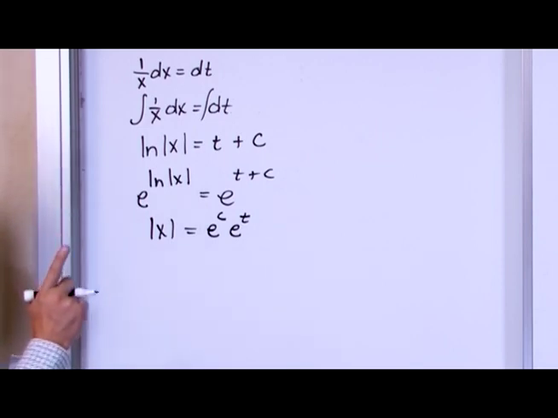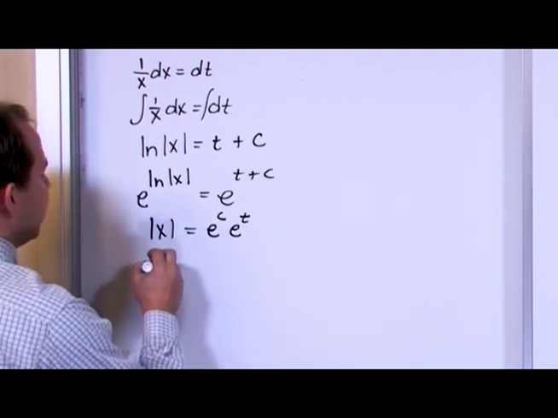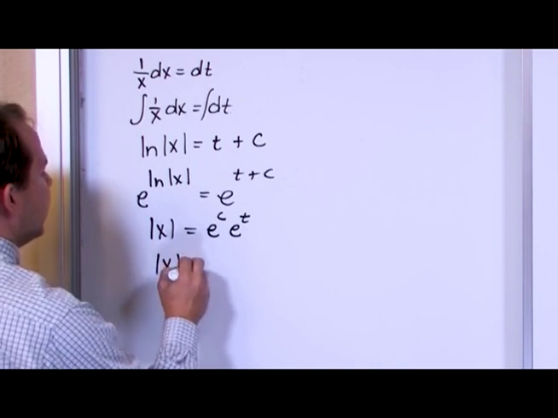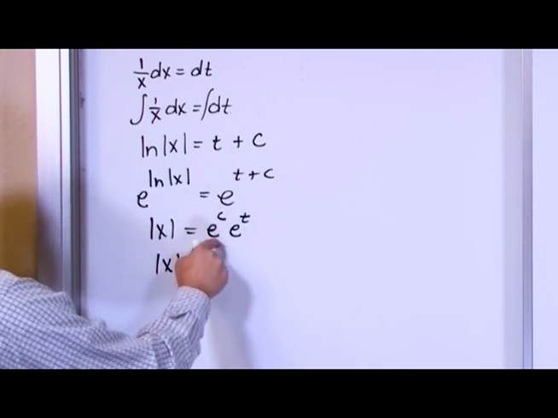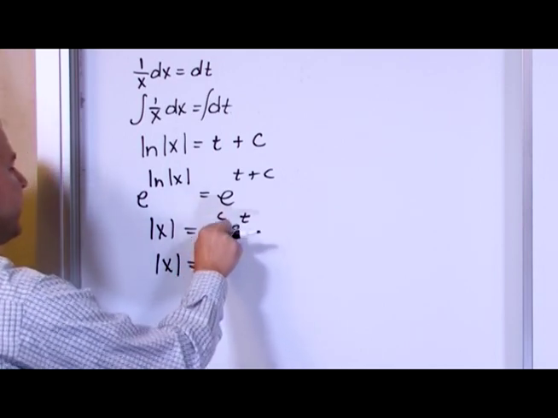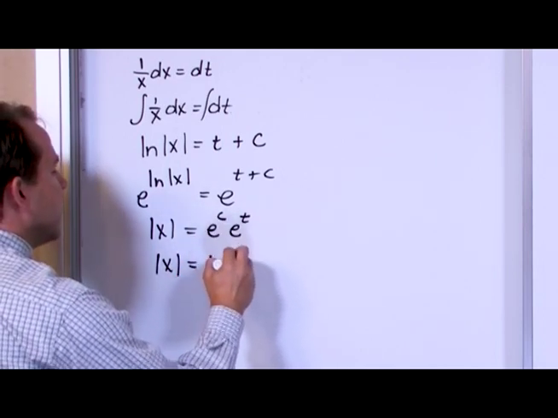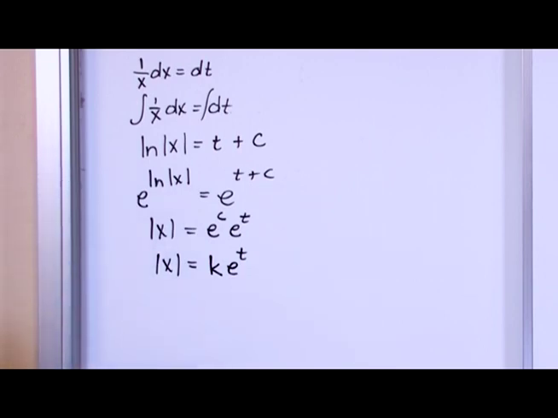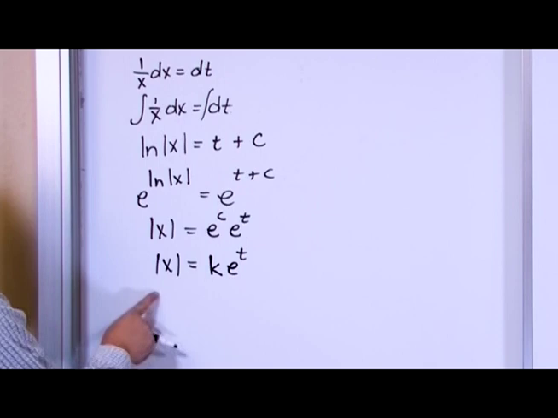The reason I'm going to do that is because I'm going to leave this as absolute value of x is equal to e to the power of c. This is just my constant of integration. I'm going to call that constant k. This whole thing, e to the power of c, I'm going to call constant k, times e to the power of t. All right, so that's really our answer, but notice that we still have this absolute value here.